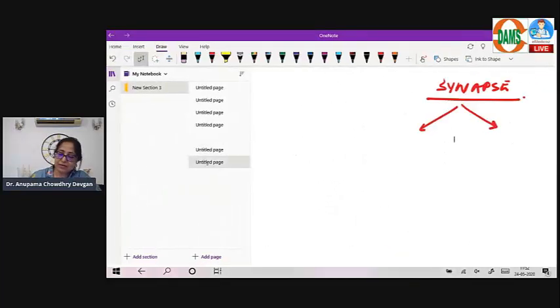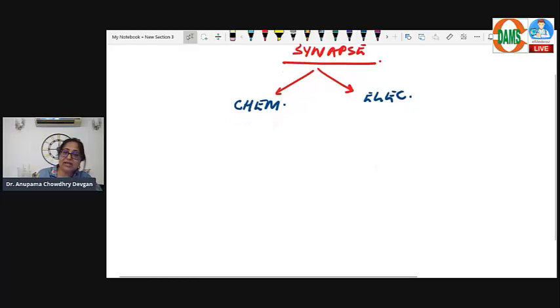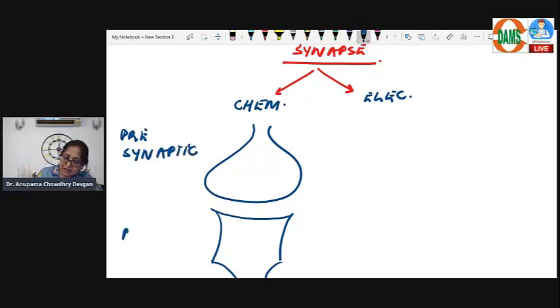All right. Next, let's see. I said synapses. Now, what are the two types of synapses? The two types of synapses could be a chemical synapse and or an electrical synapse. Now, what is a chemical synapse? A chemical synapse is where there is a release of a neurotransmitter. You have a presynaptic neuron and a postsynaptic neuron.